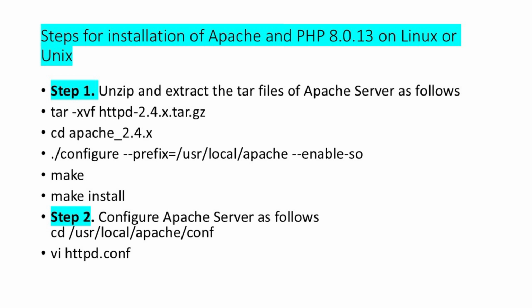Step 2. Once the installation is complete, the next step is to configure the Apache server. To do this, navigate to the Apache configuration folder using cd /usr/local/apache/conf.